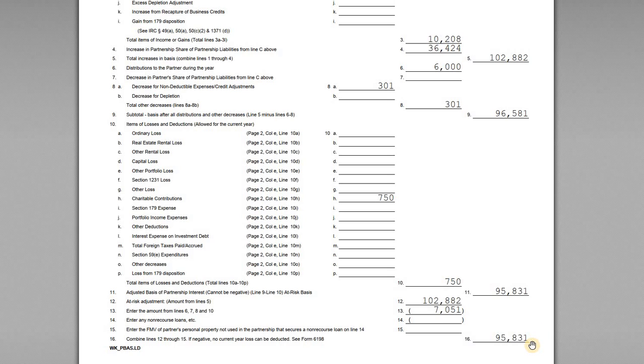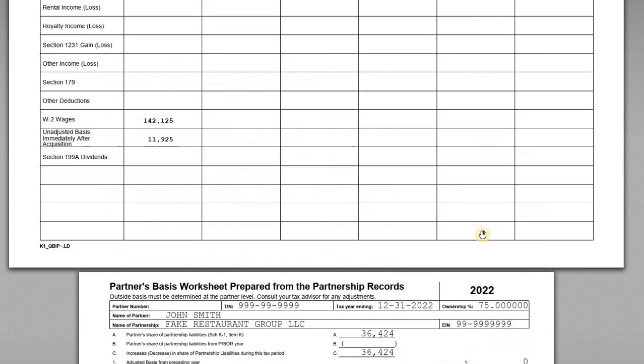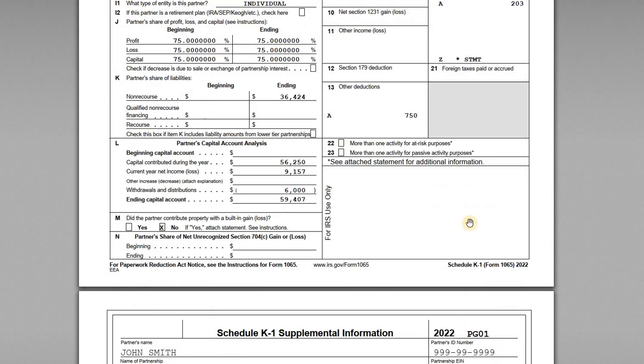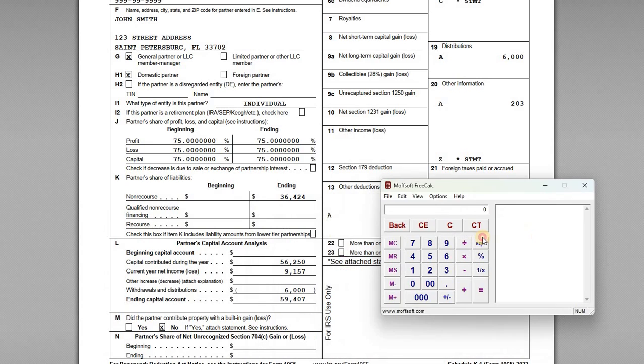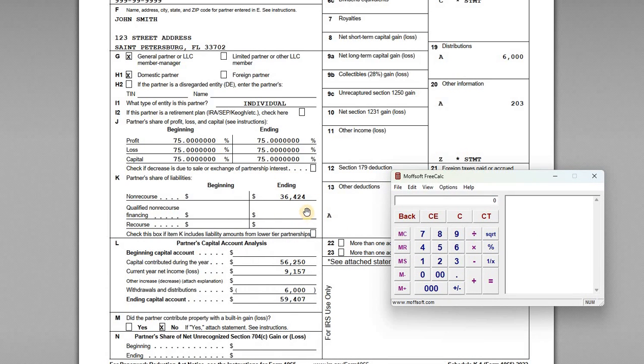So that number is his capital account plus his allocation of the debt at the end of the year, right? $95,831. So kind of a quick and dirty check. If you look at his item L rec, let me pull up a calculator here. So we can see his ending allocation of liabilities is $36,424, and then $59,407 is his ending capital account. So if we look at $59,407 plus $36,424, there's our number, right? So there's the $95,831 amount. So that is John's ending basis in the company.